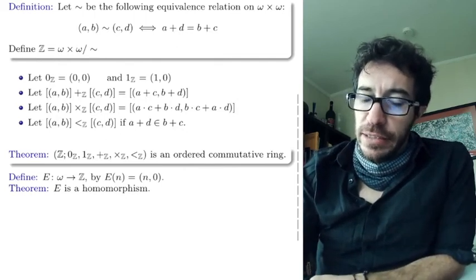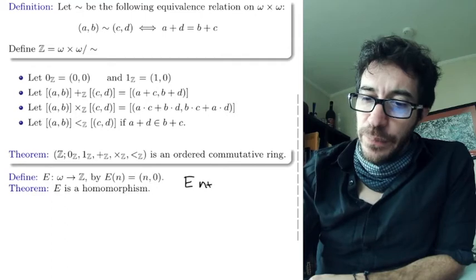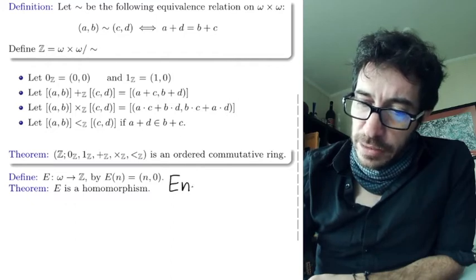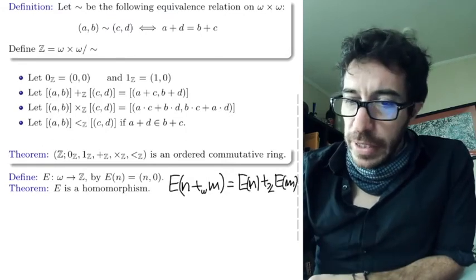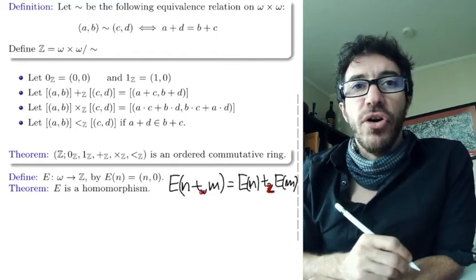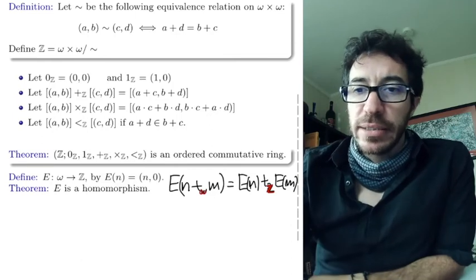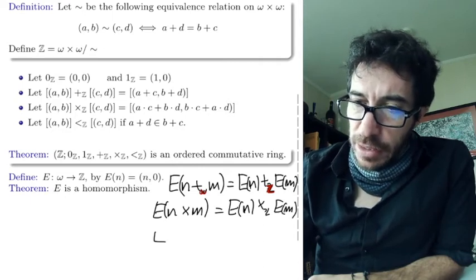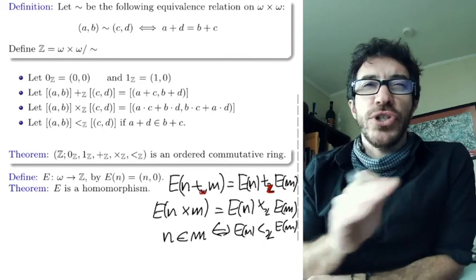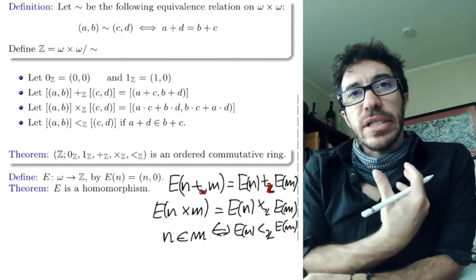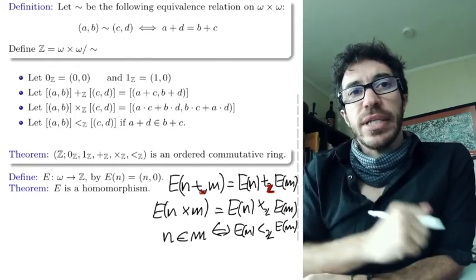So it means that if you do E of n plus m, we should get the same thing as E of n plus E of m, where the plus on the right is the plus of the integers in the image, and the plus on the left is the plus on the natural numbers. So E maps one plus to the other plus, and the same thing with multiplication, and the same thing with the ordering relation. And of course the 0 goes to 0 and the 1 goes to 1. This is what it means to be a homomorphism. It's an embedding: it preserves all the structure of the natural numbers, which stays the same inside the integers.